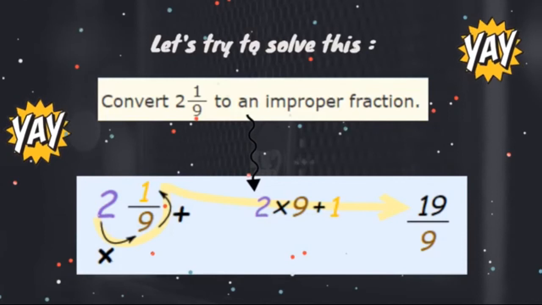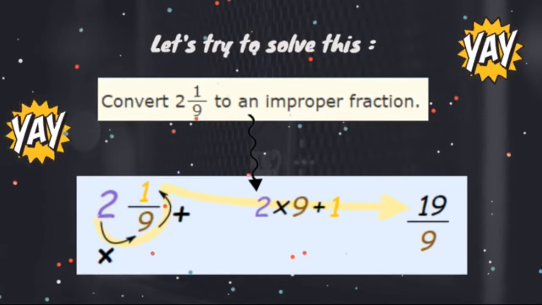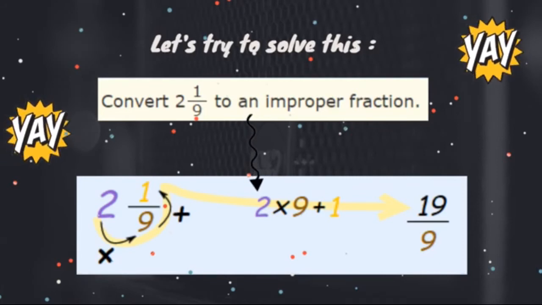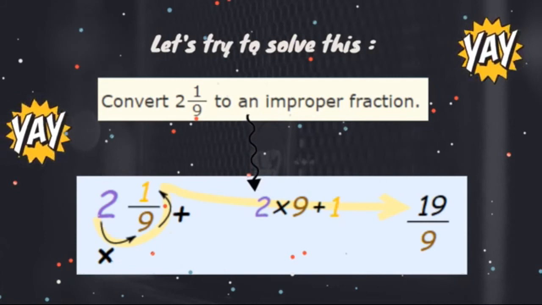Here is the answer. 2 times 9 is 18. Then 18 we add to 1. The answer will be 19. So the improper fraction of 2 1/9 is 19/9.